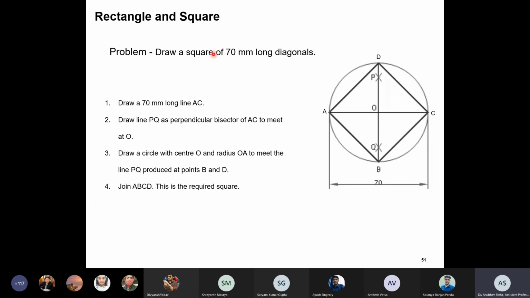Another question is squares. Either you have a side or a diagonal. If you have, let us say, a diagonal, you can make the diagonal like this. Make that a diameter of a circle. Within that circle, you have a square. So make two perpendicular diagonals, join them, and it will be a square.